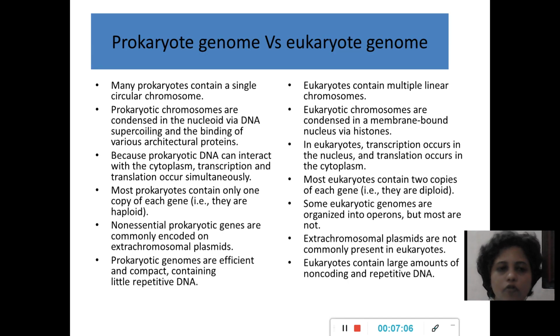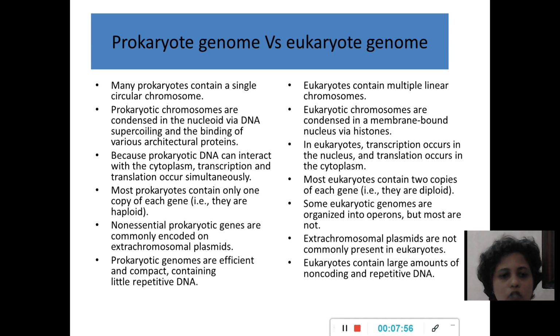So what is the comparison of the prokaryotic genome and the eukaryotic genome? In the case of prokaryotes, generally speaking, we have a single circular chromosome, and eukaryotes usually contain multiple linear chromosomes. In prokaryotes, the chromosome is condensed into the nucleoid via DNA supercoiling and the binding of various architectural proteins. In eukaryotes, chromosomes are condensed in a membrane-bound nucleus via histones. Because prokaryotic DNA can interact with the cytoplasm, transcription and translation normally occur simultaneously in prokaryotes. But in eukaryotes, transcription occurs in the nucleus and translation occurs in the cytoplasm.